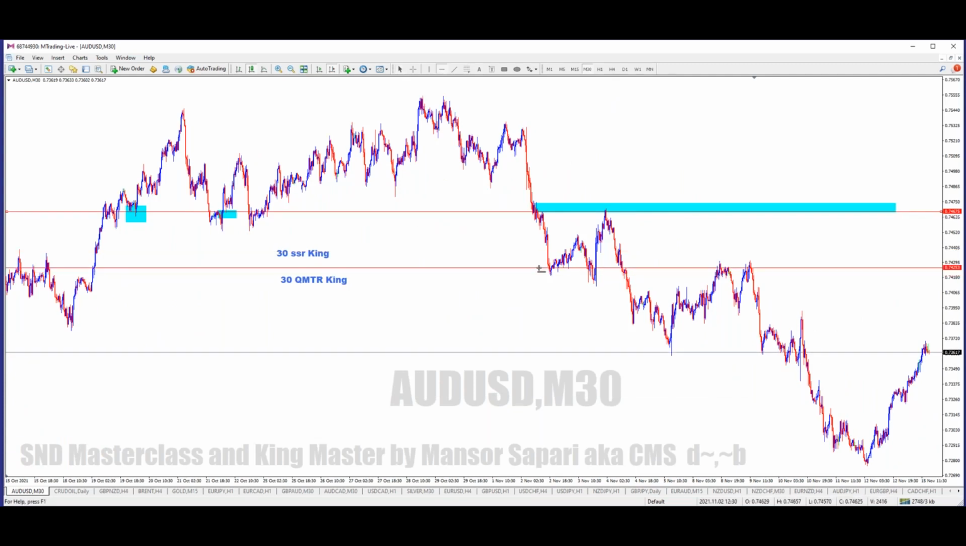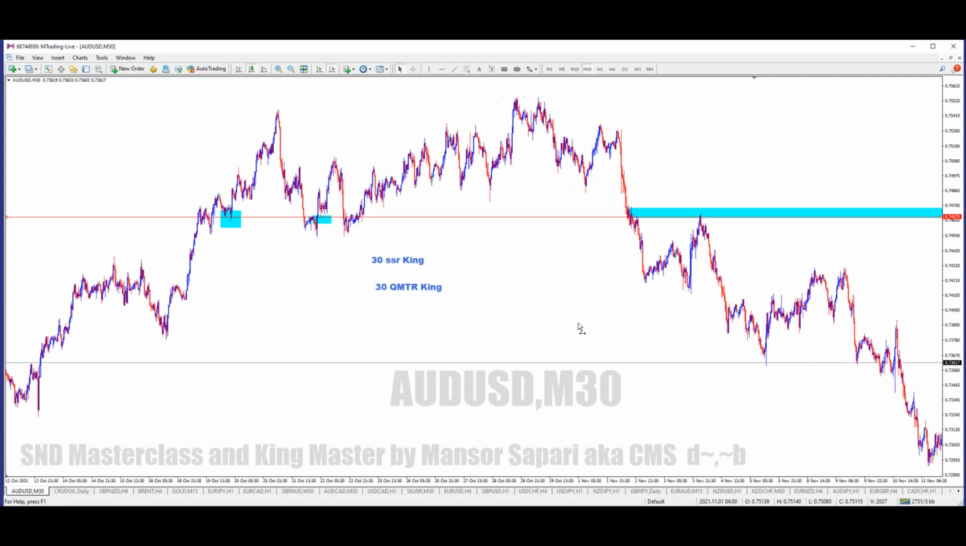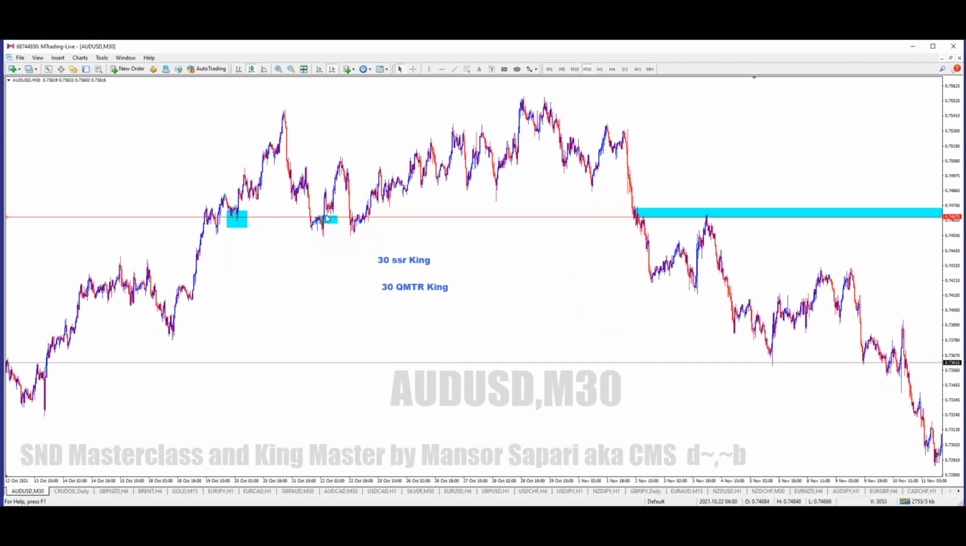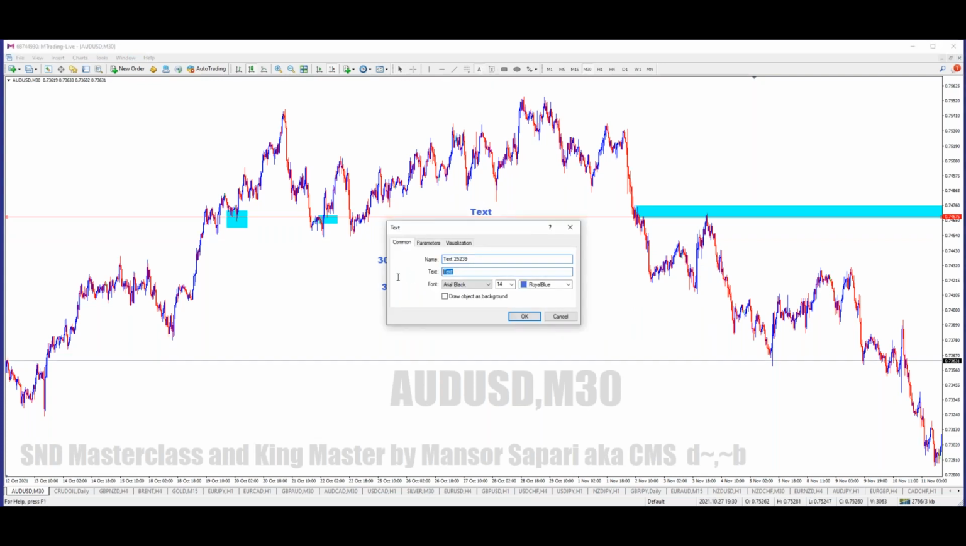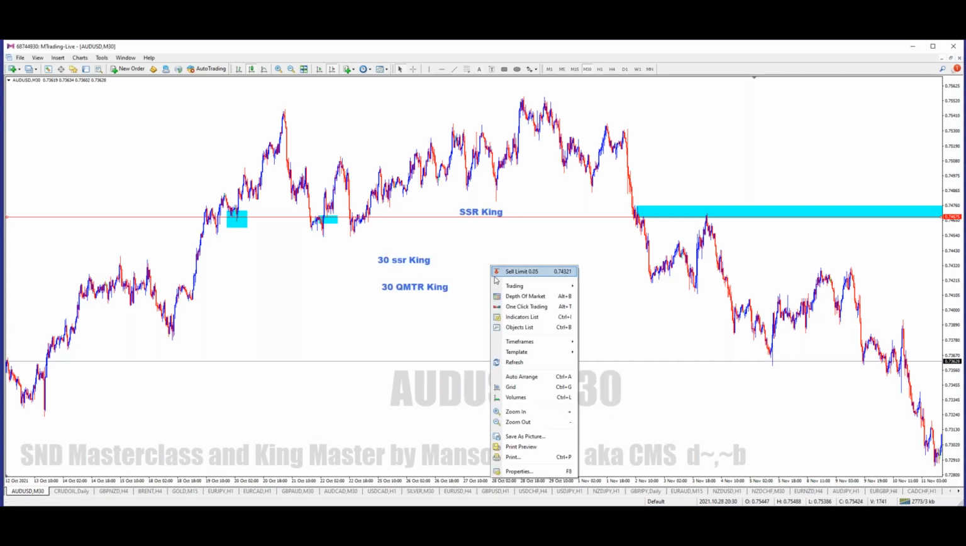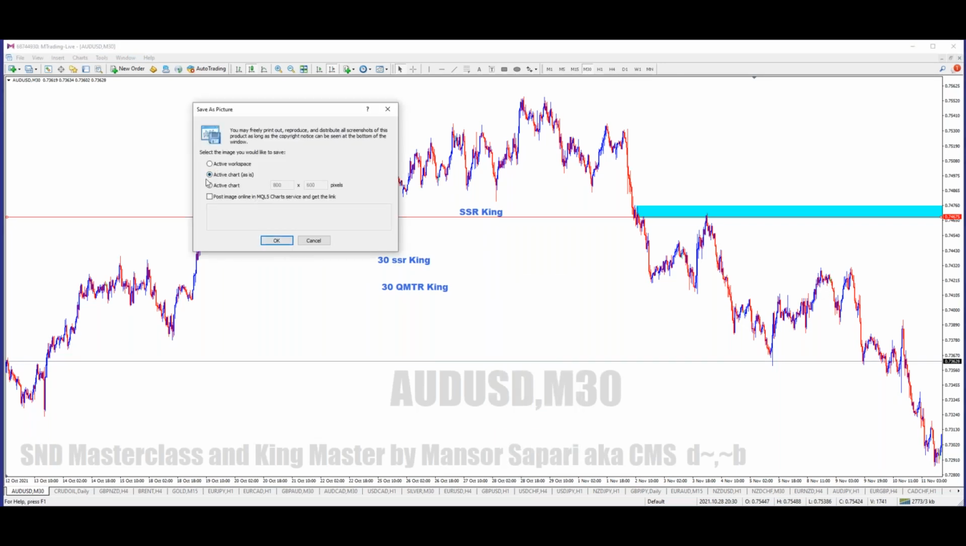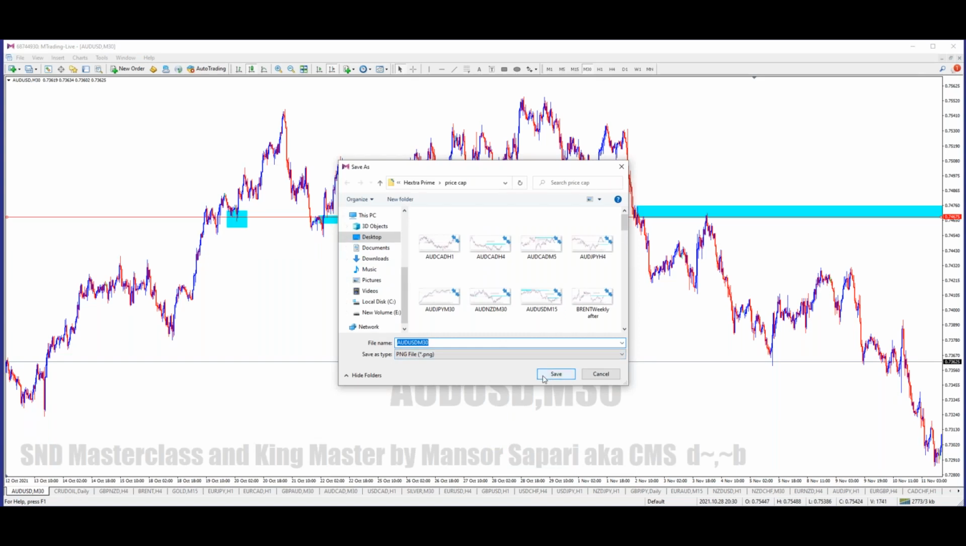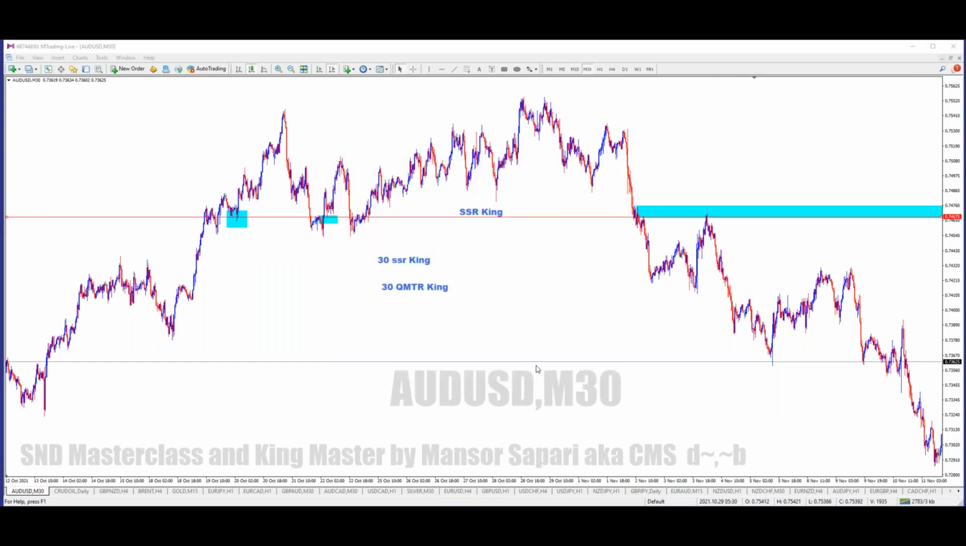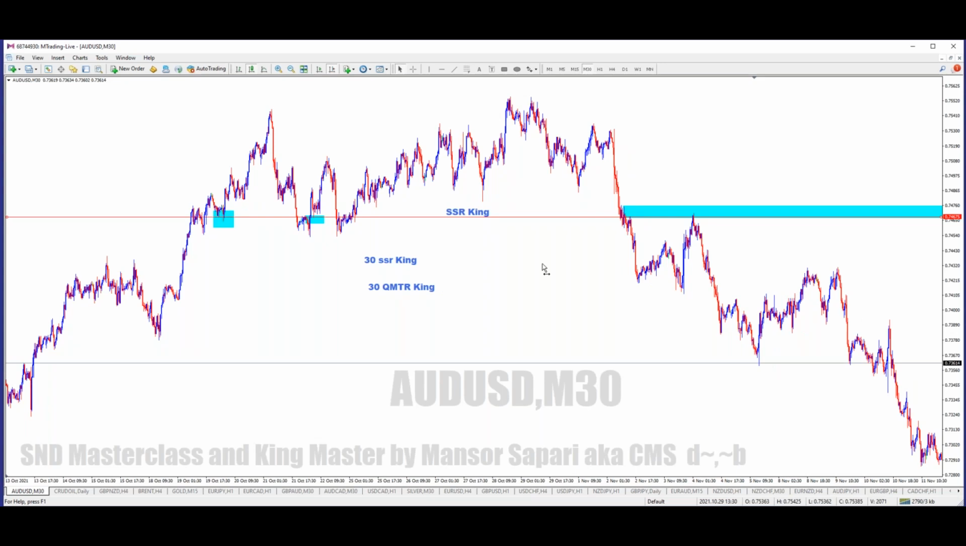For example, like this, we have QMTR King over here, and let's suppose I use this as the first setup. You have a left support over here, you have support over here. This one, you have significant support over here, but your king on top is much better. Or you can write it down like this. Okay, so this is SSR king. Then what you should do is take a screenshot. You know how to make a screenshot. Save as picture, active chart as is, save it, and send it into the group. Or you can use the snipping tool so that I can see whether you understand or not.